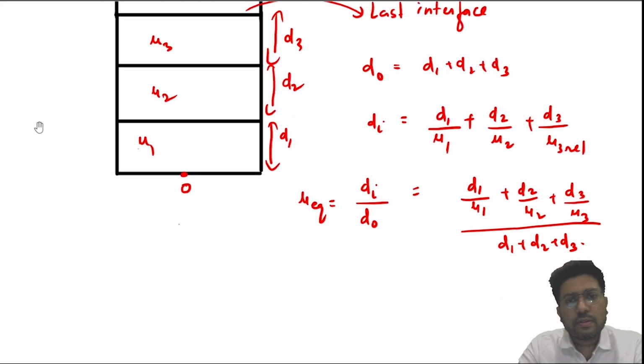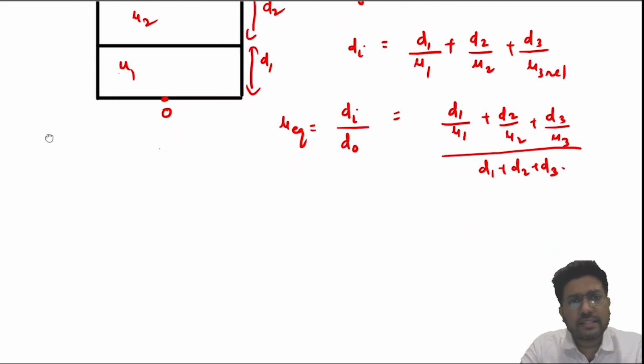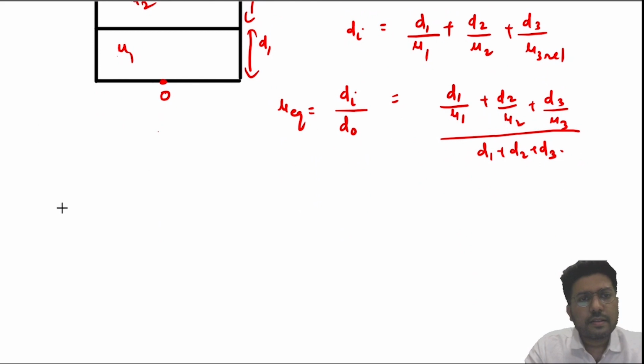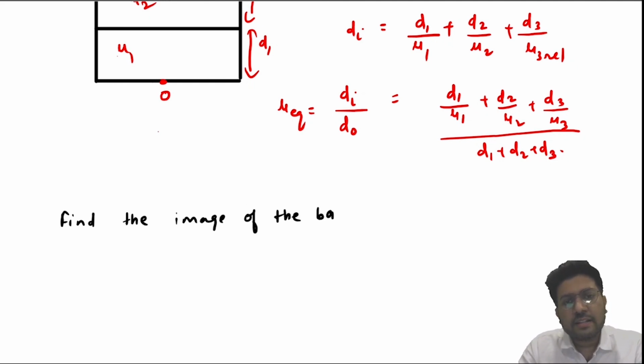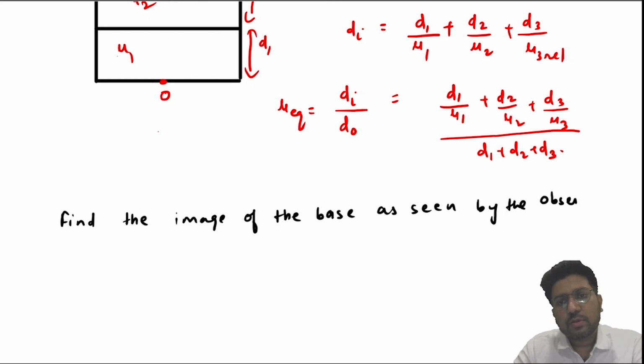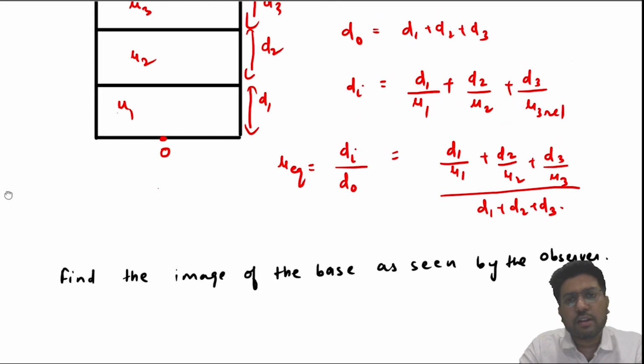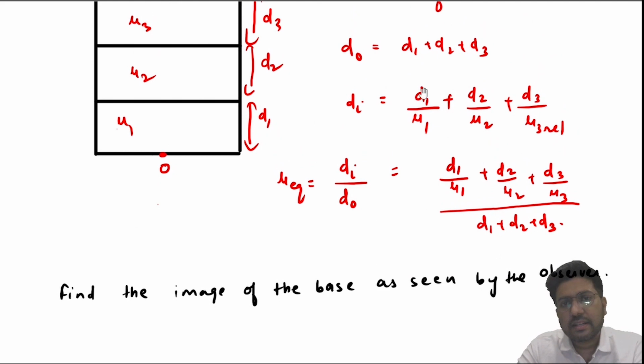Okay. Now they can also ask you this question like this. Listen carefully. Find the image of the base as seen by the observer. So the image of the base as seen by the observer is again the same answer: D1 by mu1 plus D2 by mu2 plus D3 by mu3, because the base is the object.